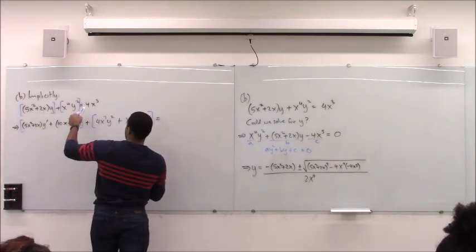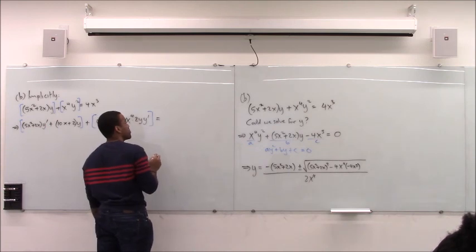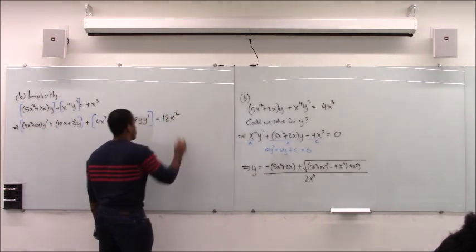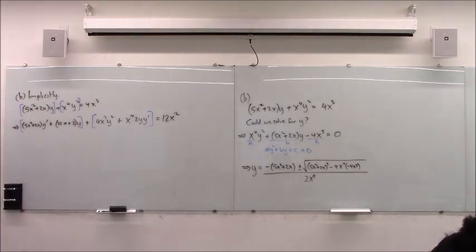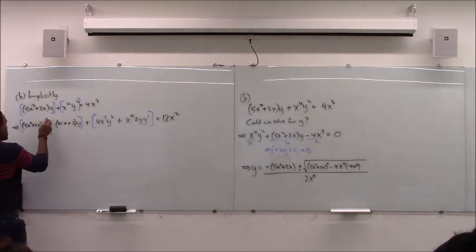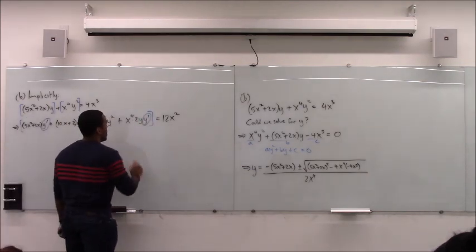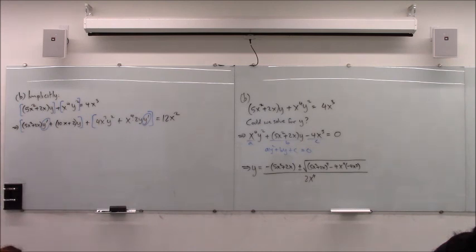How do you differentiate the 4x cubed? 12x squared. So you went through and you did calculus just now. You found all the derivatives. But of course you want to find y prime. So your y prime is here, and you have a y prime here, and you want to essentially isolate it. How do you get that to work out?